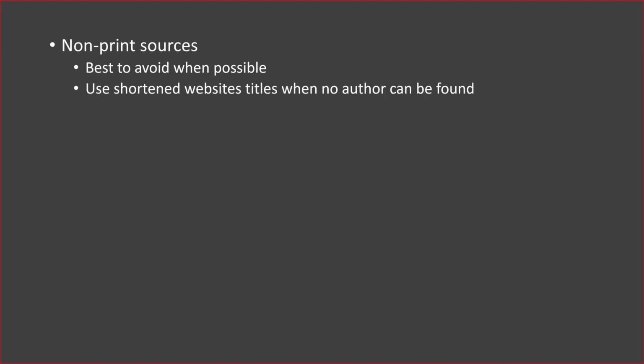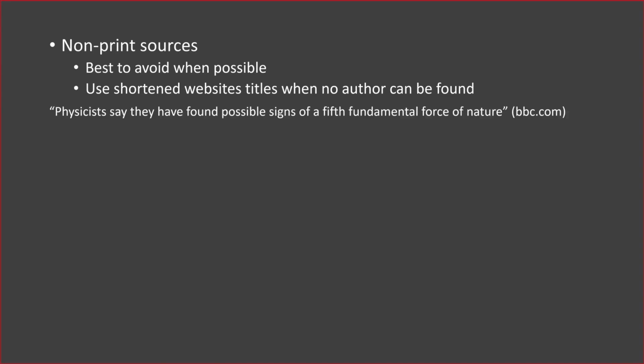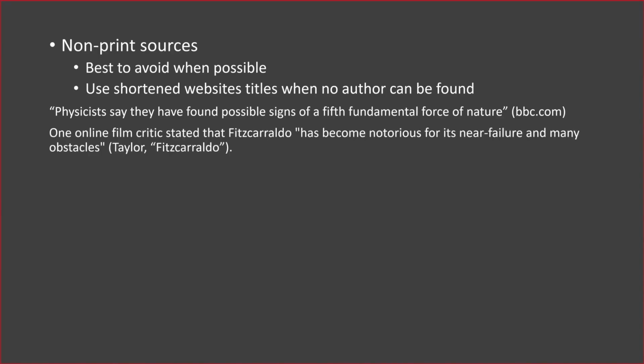So whenever you're using a non-print source, if you're using a website, you want to use a shortened website title when you can't find an author. So for an example, this is from an article I found earlier. It says, physicists say they found possible signs of a fifth fundamental force of nature. This is from the BBC. We have some examples here as well where we do know the author.